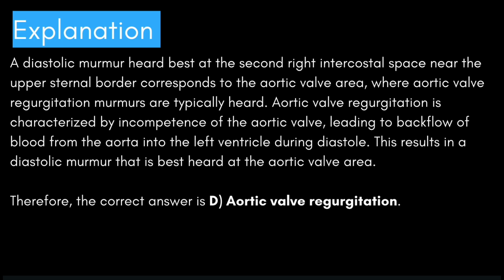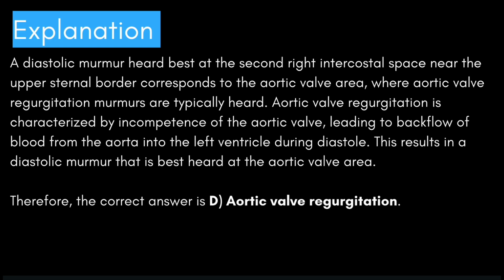A diastolic murmur, heard best at the second right intercostal space near the upper sternal border, corresponds to the aortic valve area, where aortic valve regurgitation murmurs are typically heard. Aortic valve regurgitation is characterized by incompetence of the aortic valve, leading to backflow of blood from the aorta into the left ventricle during diastole. This results in a diastolic murmur that is heard best at the aortic valve area. Therefore, the correct answer is D, aortic valve regurgitation.